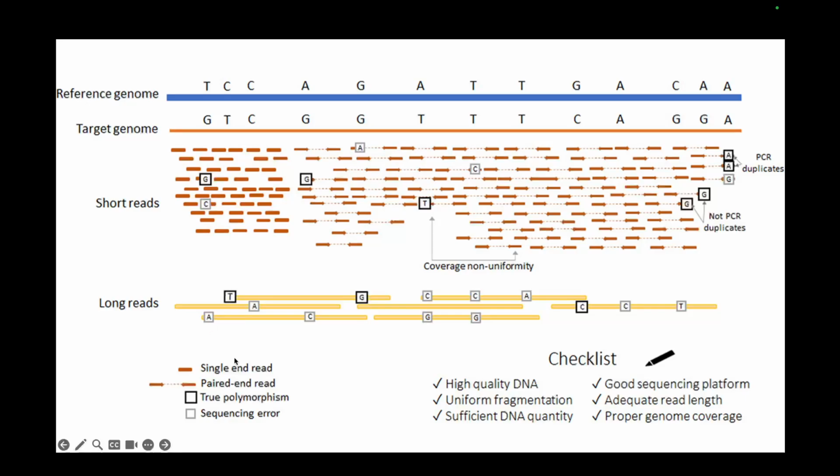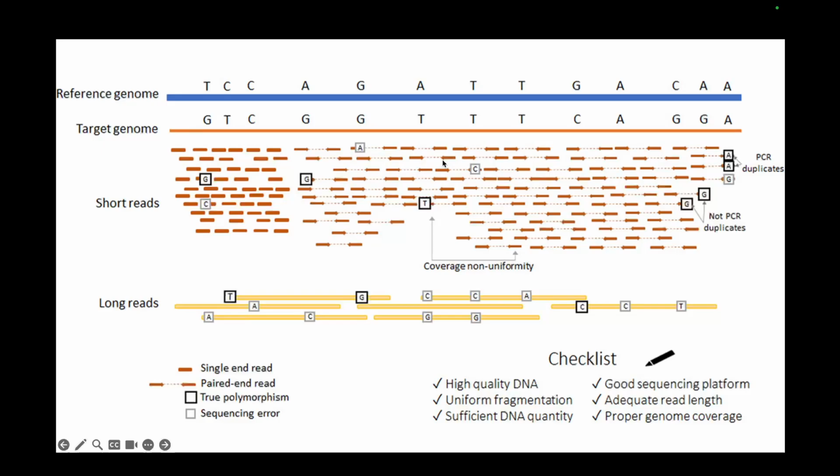Now, one thing to notice here as well, the coverage is not uniform. There will be low coverage areas like these, and there will be high coverage areas like these. So a variant falling in this region will have less confidence than a variant falling in this region, because you'll have more evidences in this case and less evidences in this case.